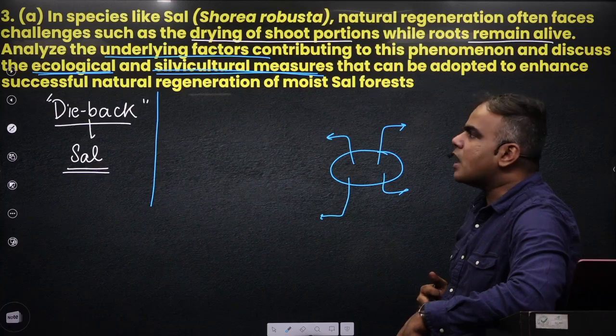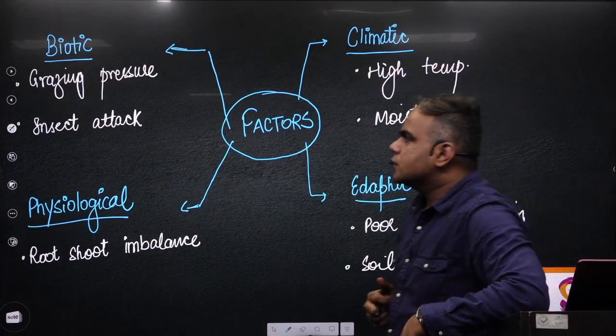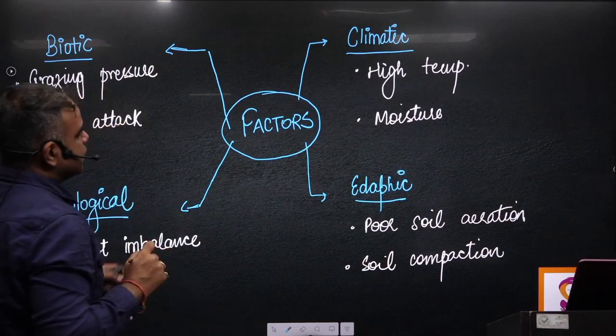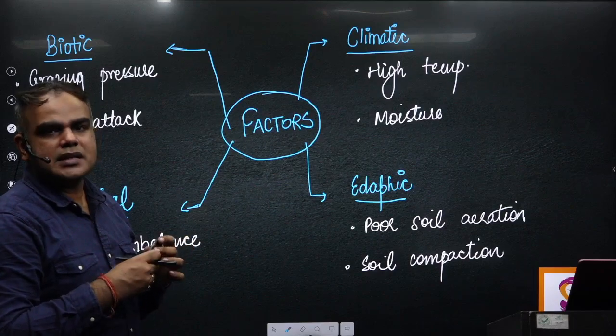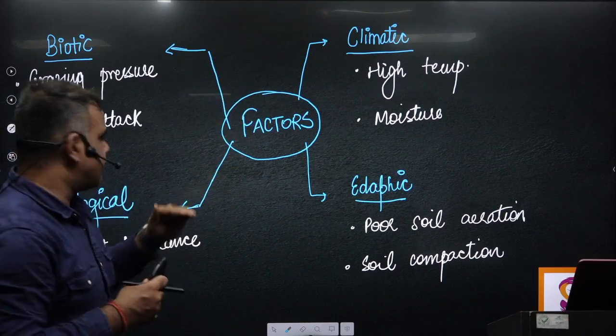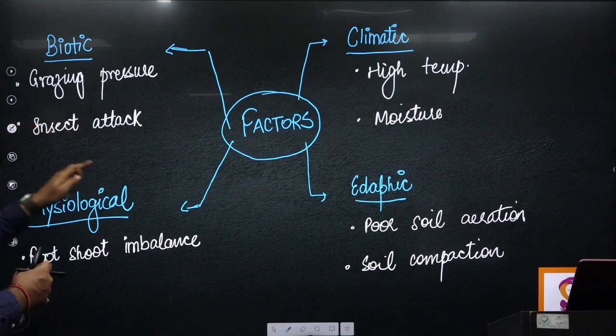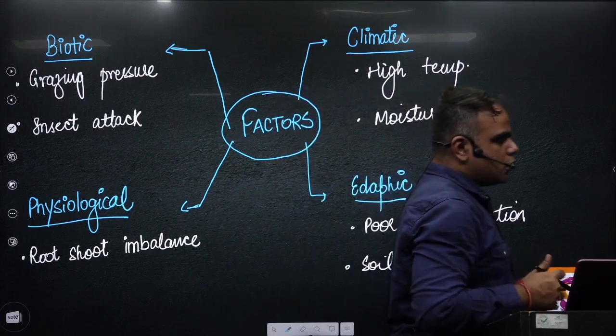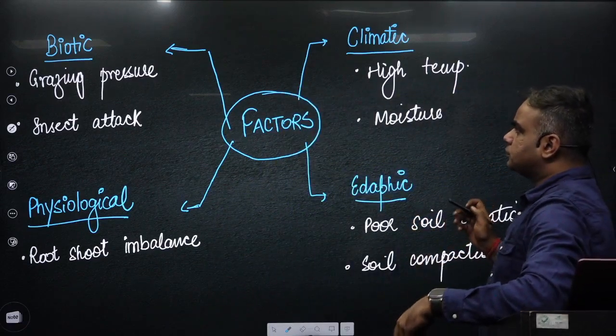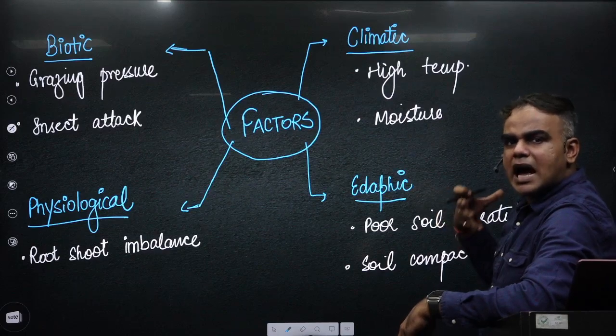We'll see a framework about how to address this. Fine. So what are the factors which lead to this problem? In your basic silviculture you would have read climatic, edaphic, biotic as well as physiological factors. Here also, in the same manner, we'll see.